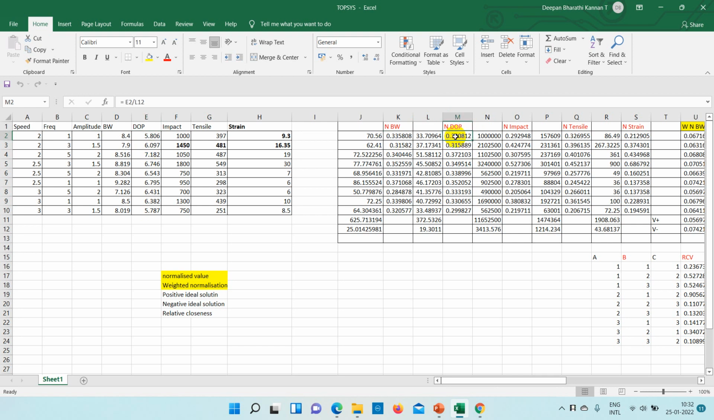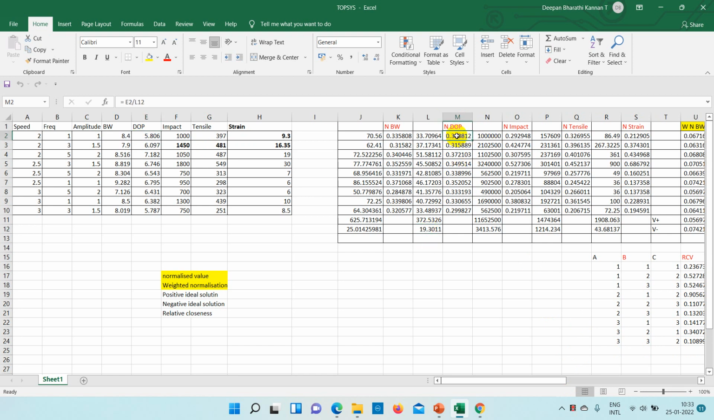So just find the square of 5.8. It is 33.64. Then 6.6, 37. So we have calculated the square of all the terms, and find the summation and then the square root. Next, we are going to find the normalized value for depth of penetration. How do we do it? Just divide this 5.8 by 19.3. That will give us 0.3.